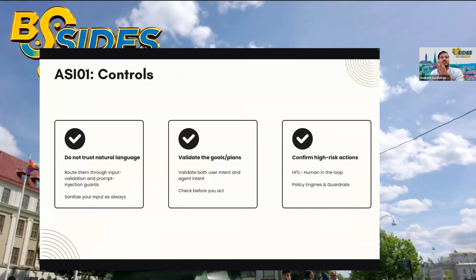How do we defend? We should not trust natural language. Let's be very clear, that's an unsafe input. Let's put security guardrails. Let's go through all the prompt injection and jailbreaking technique guards. We always sanitize the inputs, and then when the agents are doing the job, make sure the goals and plans are validated. Let's make sure there are intent guardrails and check that what it's doing is as expected. And if there are high-impact action items, then try to check it before you act on it.